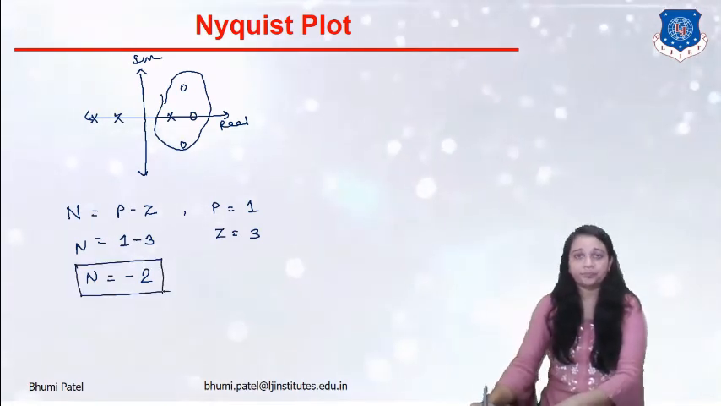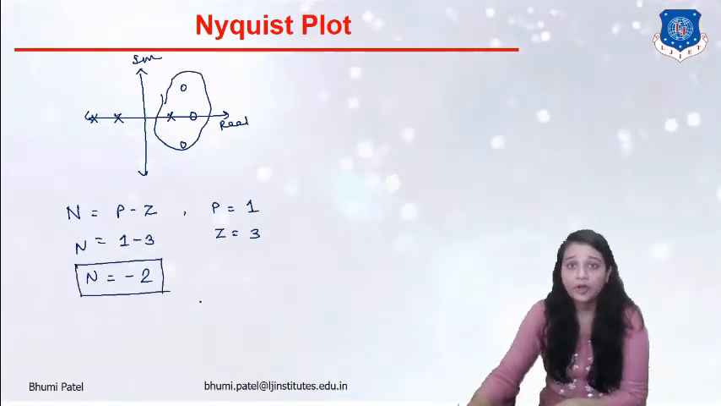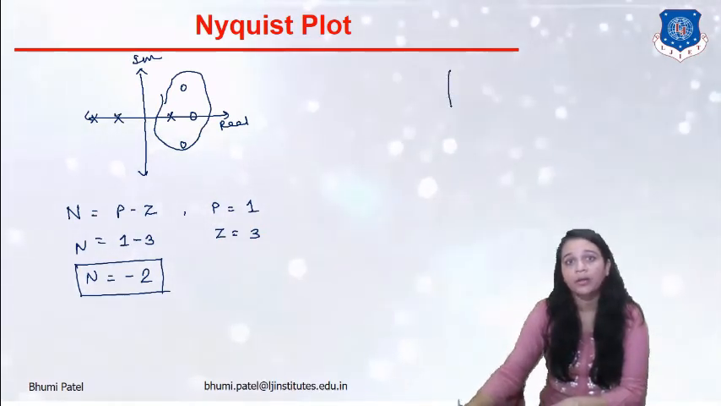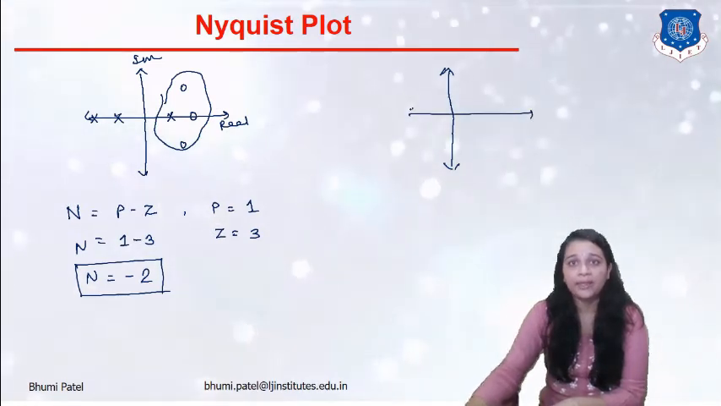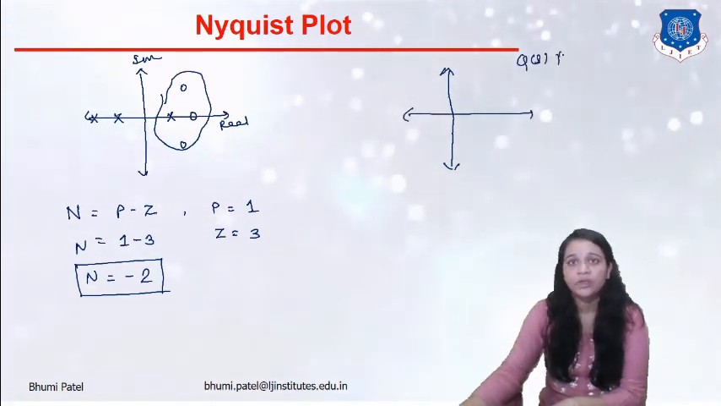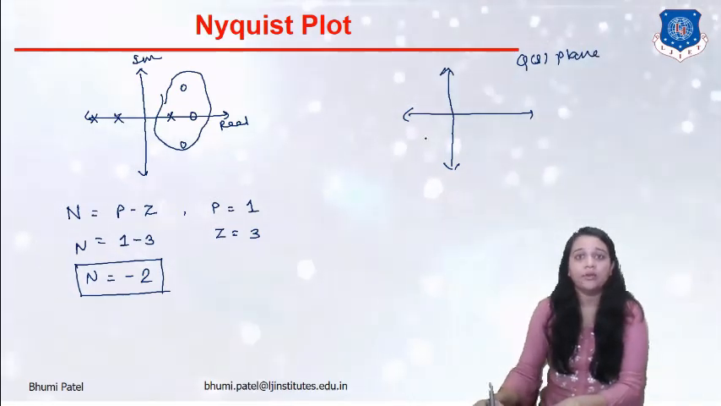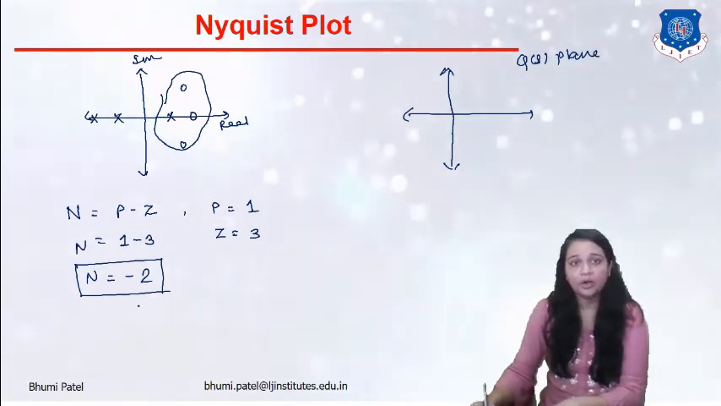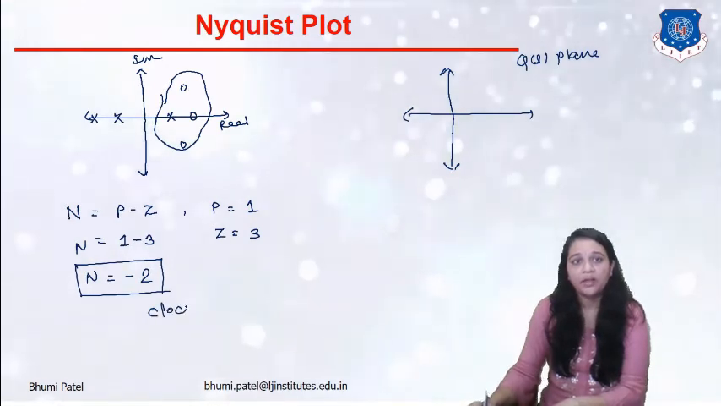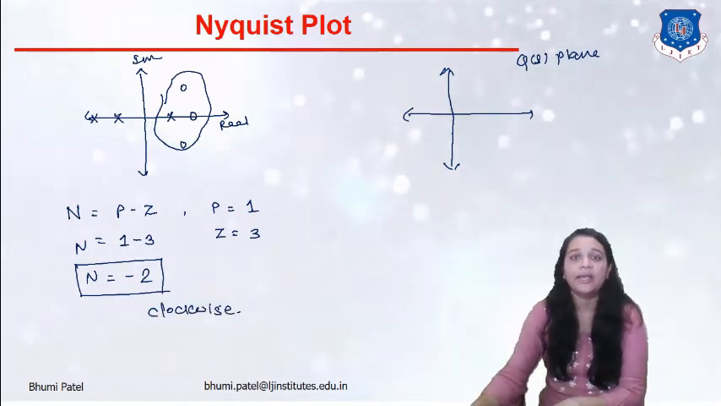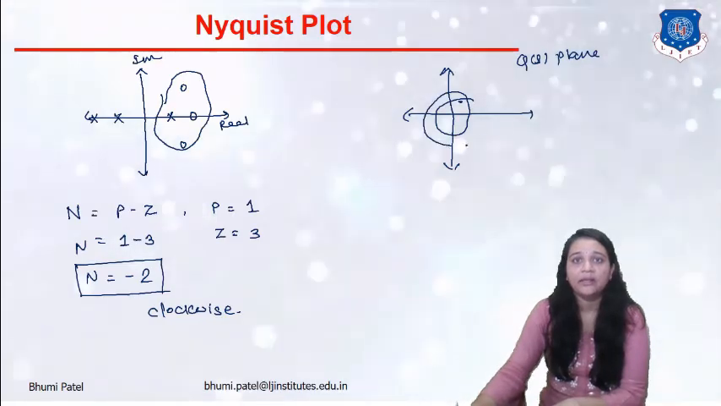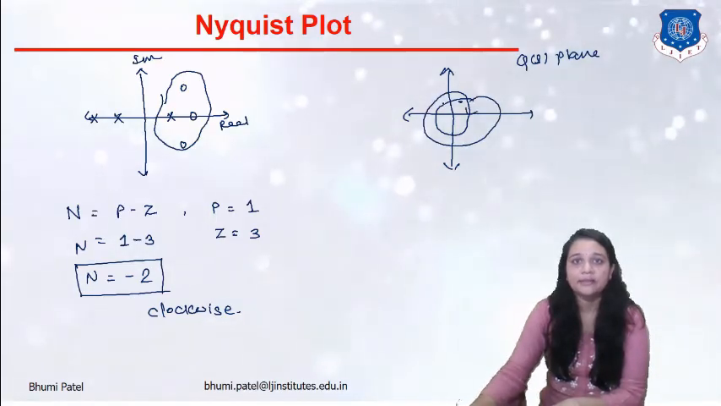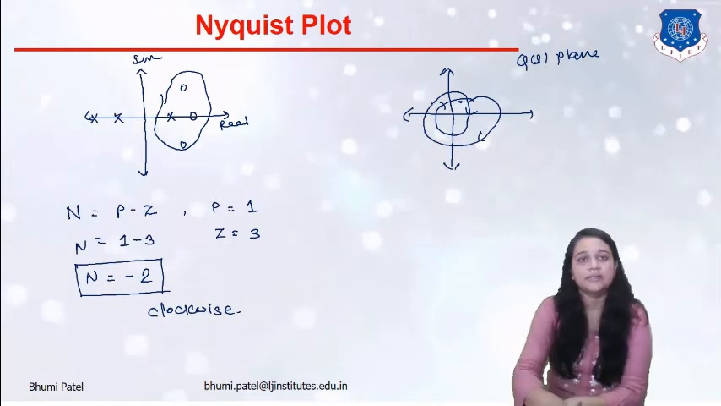So this time the direction of the arrow in the QS plane is clockwise. Okay, so whenever we get the value of n negative, the direction in the QS plane is clockwise. Okay, this is case number 2.